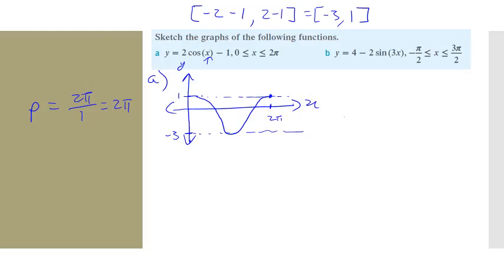Now, you do have to solve for the x-intercepts. So y equals 0 when you have 2 cos x minus 1. Rearranging this, we get cos of x equals a half.